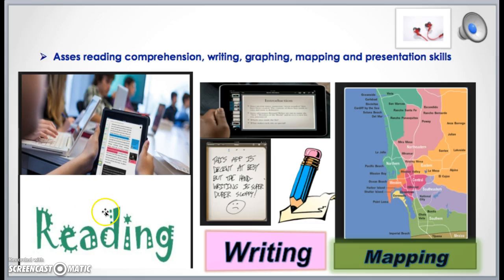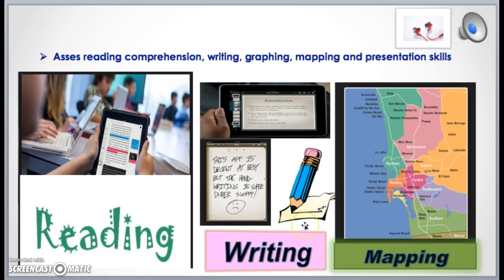You're going to be assessed on your reading comprehension, writing, graphing, mapping, and presentation skills. You will have to do some brief research online, so make sure that you're paying attention so that you understand what it is that you've read, as you will be expected to incorporate some of your reading into the presentation.